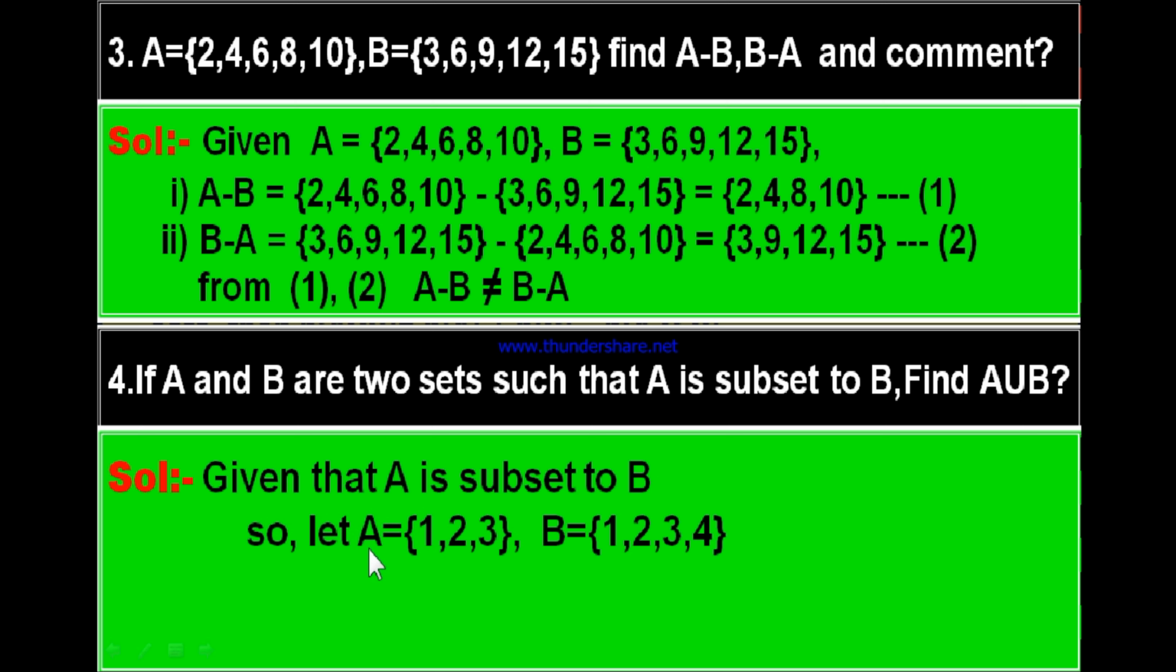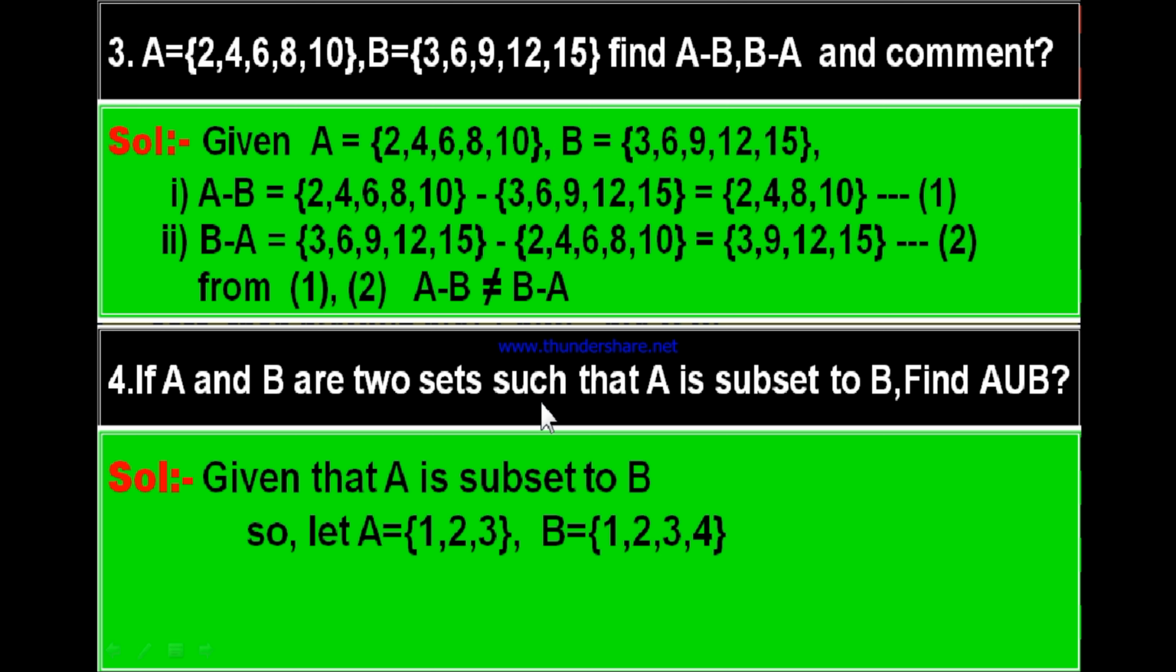So, let set A be 1, 2, 3 and B be set 1, 2, 3, 4. Now you can observe that all the elements of A are also in B. Then you can say that A is a subset of B. The set A is a subset of B.